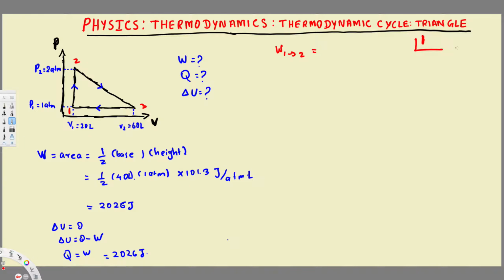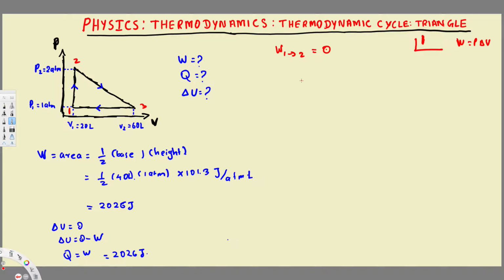Or you can analyze it in a different way. W is equal to P delta V. Delta V is going to be 0 because the final and initial volume are the same. If you subtract them, that's going to give you 0. So that's going to make everything 0. So here the work is 0.